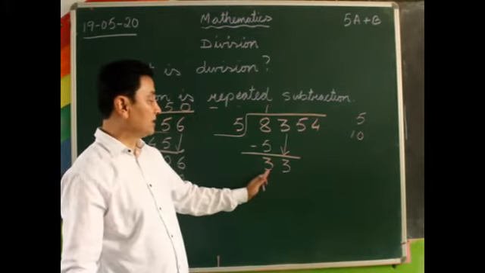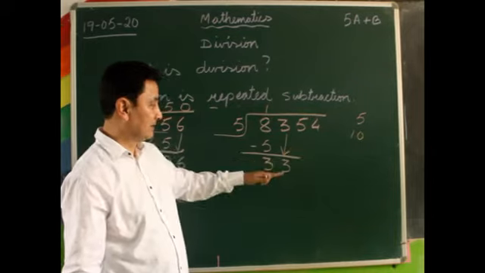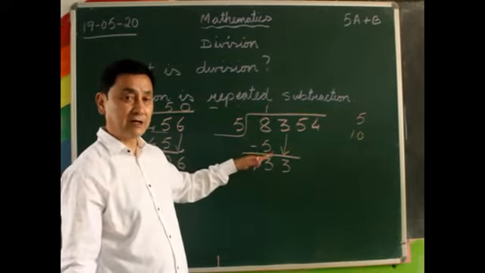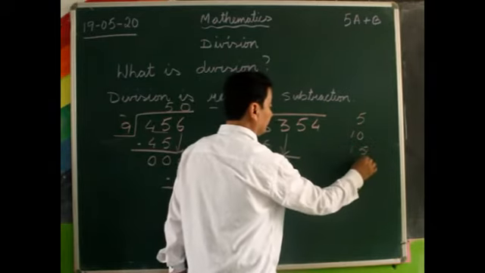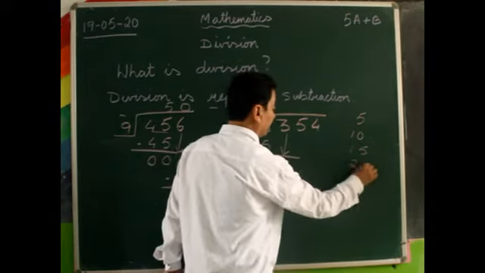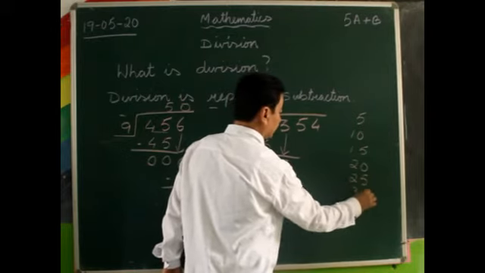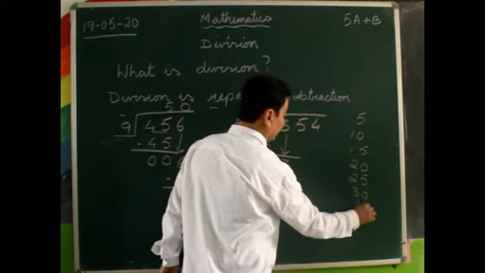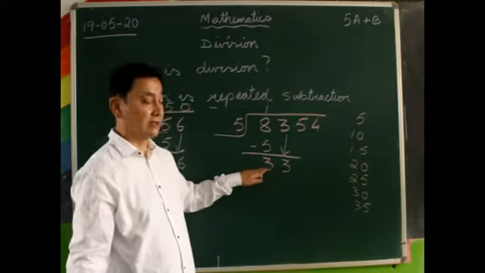So 5 will go into 33 how many times? Let's do the tables there. Just above 33, whichever number comes, we'll stop. 5 ones are 5, 5 twos are 10, 3 is 15, 4, 20, 5, 25, 6, 30, 7, 35. I have stopped there because this number is bigger than this.